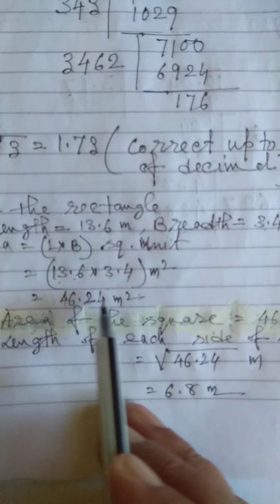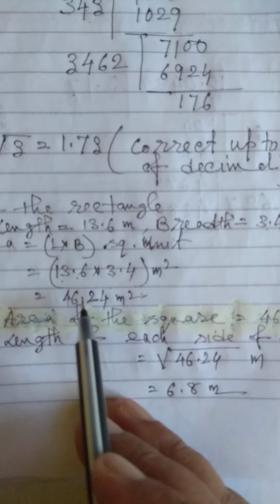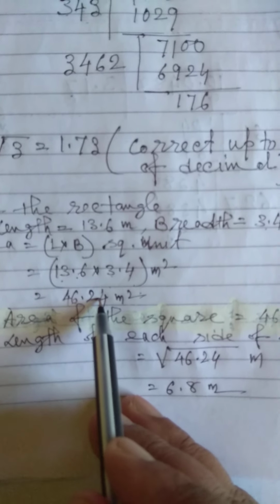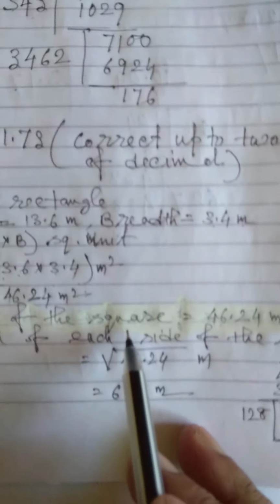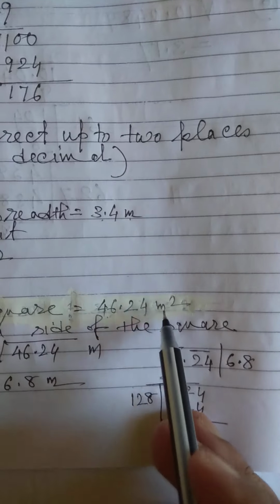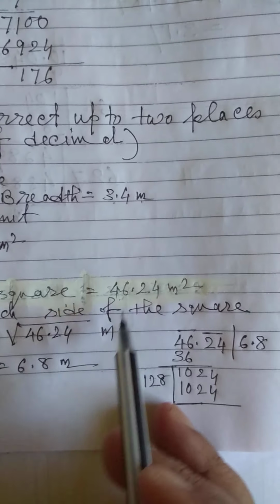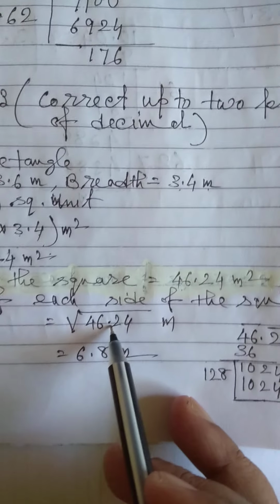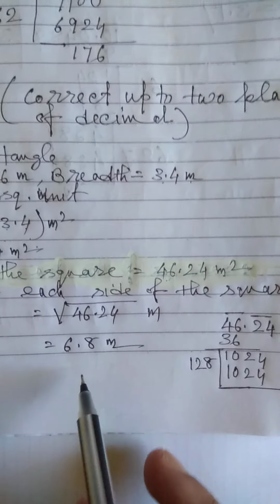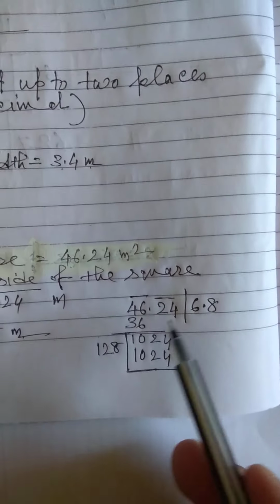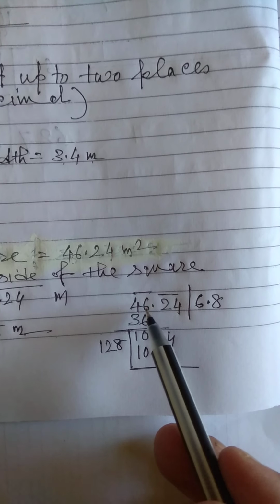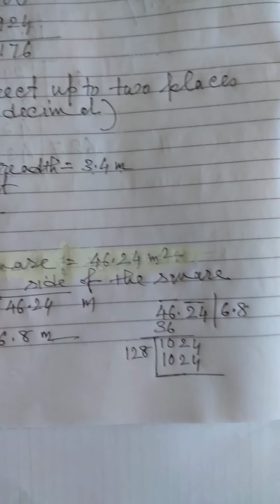So this is the area of the rectangle as well as the area of the square, because it is given that the area of the rectangle and the area of the square are the same. So area of the square equals 46.24 meter square. So length of each side of the square equals root over the area of the square, that is root over 46.24 meter, which equals 6.8 meter. Here is the square root of the number 46.24. Thank you.